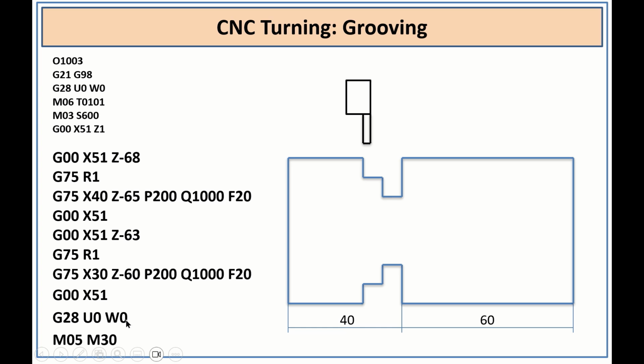G28 U0 W0, the home position. If you don't mention this value and directly mention the home position, the tool will go like this. At that time the tool will break.